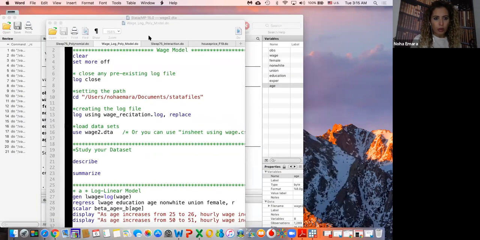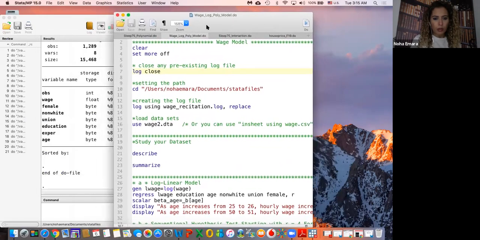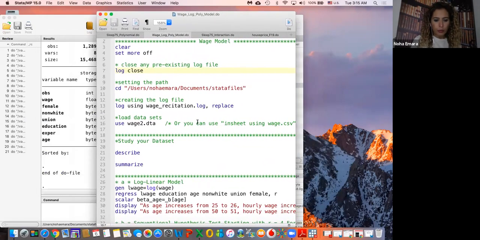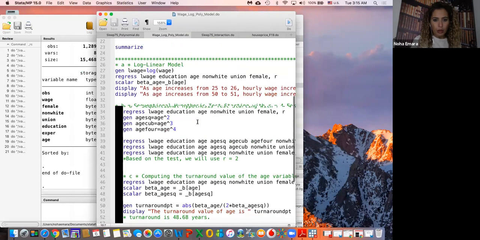So what I have here is the wage data set. We have a log linear model, which is this one. And it's log wage on education, non-white, and so on. What I did is I extract my coefficient so that I have it in a nice way.